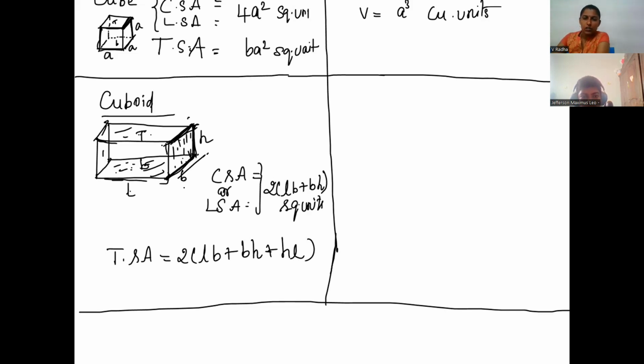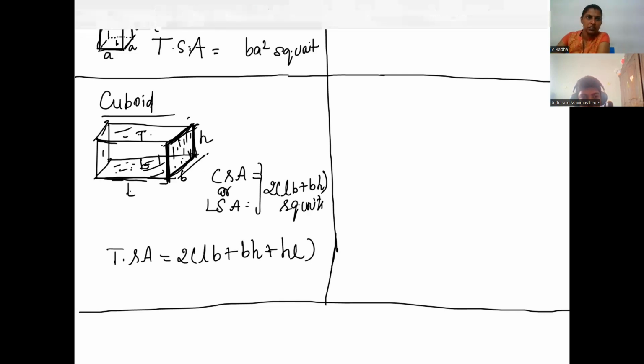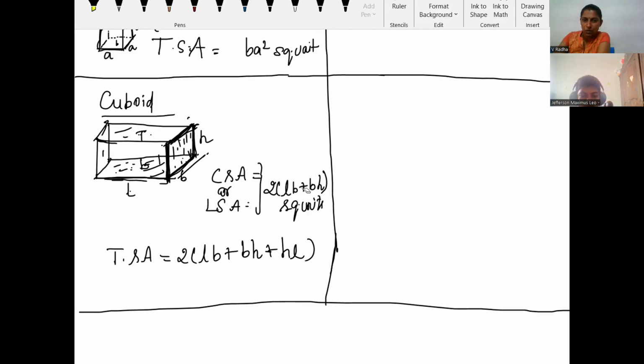According to the dimensions of the formula, this front is L, and this is height only, not breadth. Here we note that this is H, so LH. Suppose this is B, then H will come here. According to how we note the formula, it follows accordingly.